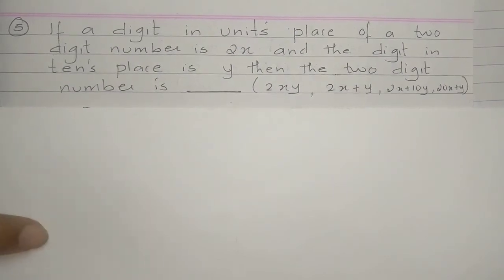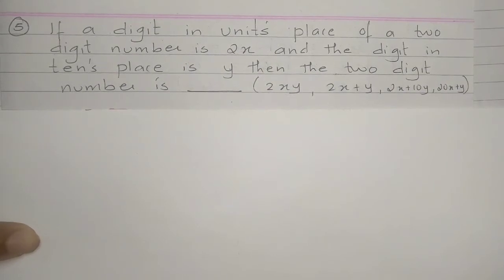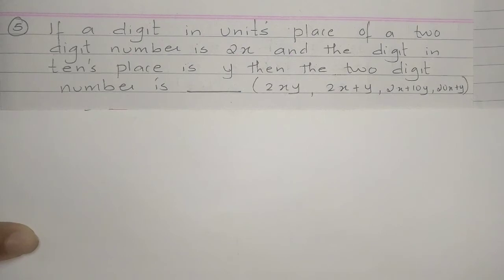Fifth one, if a digit in units place of a 2-digit number is 2x and the digit in the tens place is y, then the 2-digit number is dash. Your options are 2xy, or 2x plus y, or 2x plus 10y, or 20x plus y.